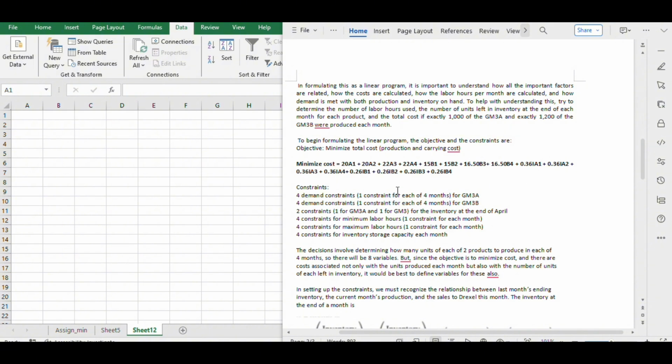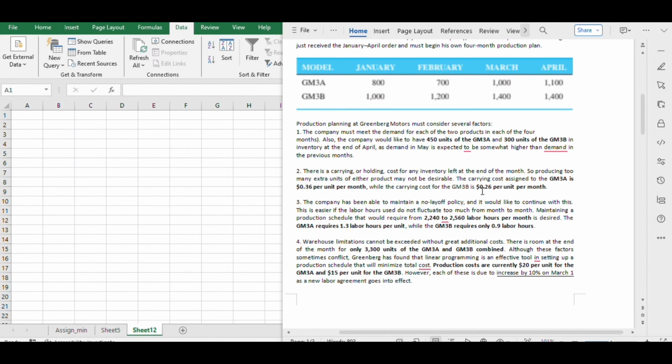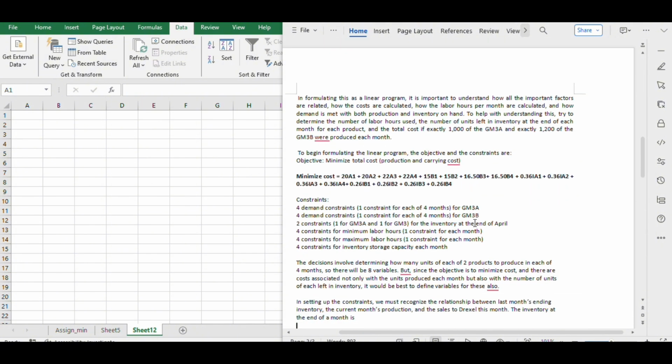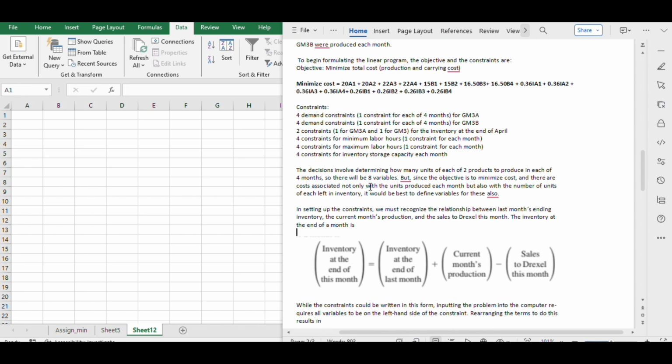And then the inventory. As we also see in the factors, it states that the carrying cost is 0.36 for GM3A and 0.26 for GM3B. So we'll just add it beside the variables, which is 0.36 for the inventory of A1 to 4 and 0.26 for the inventory of B1 to 4.